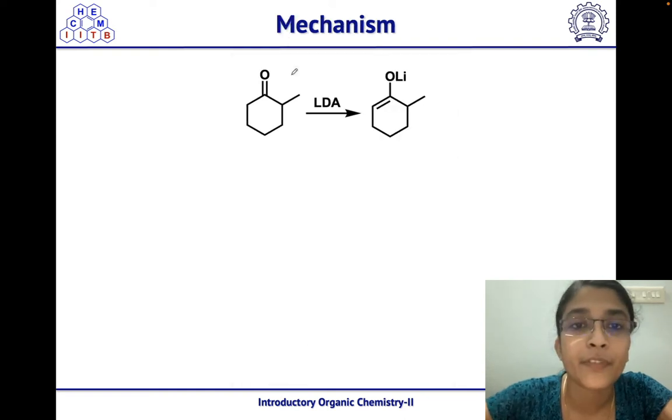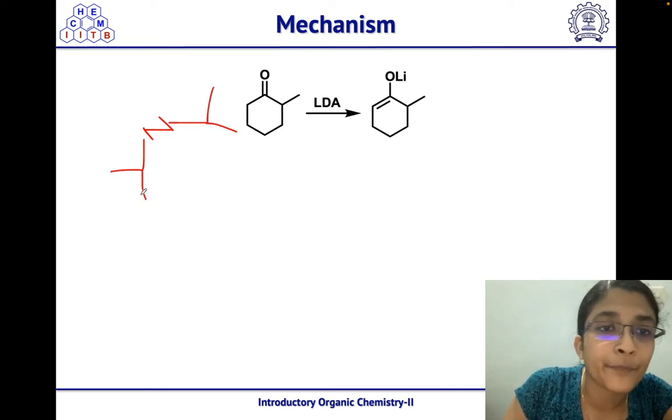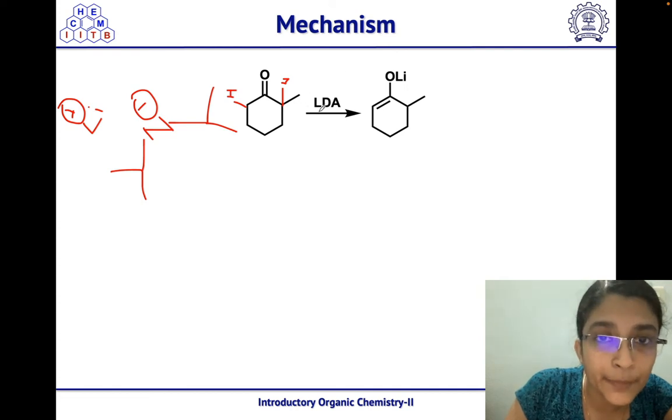So we have substituted cyclohexanone and LDA. We know LDA is a bulky base. It is lithium diisopropyl amide. So here also alpha hydrogen is there. Here also alpha hydrogen is there. But since LDA is a bulky base, it will abstract proton from this side only. Here methyl will cause steric hindrance for LDA.